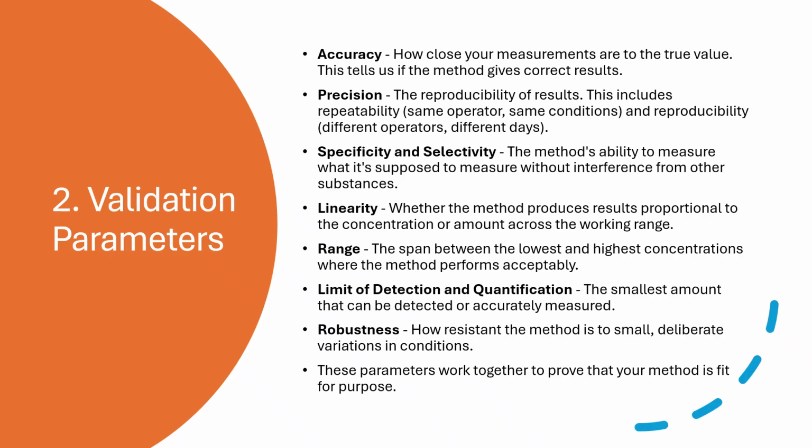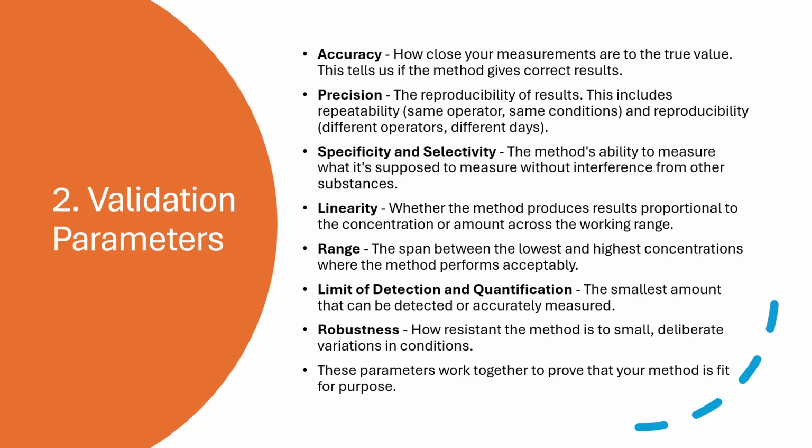So the main difference here is that if the method is precise, it doesn't mean it is accurate. Suppose, for example, you're spiking 10 ppb in your sample, you may get a recovery of 50%, but it would be consistent. You're getting 50, 55, 56. So that method is precise, but it is not accurate. So this is accuracy and precision.